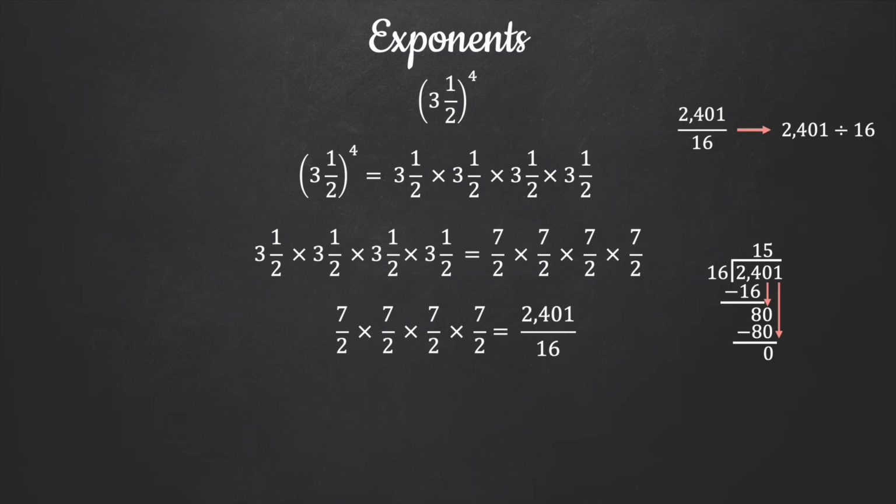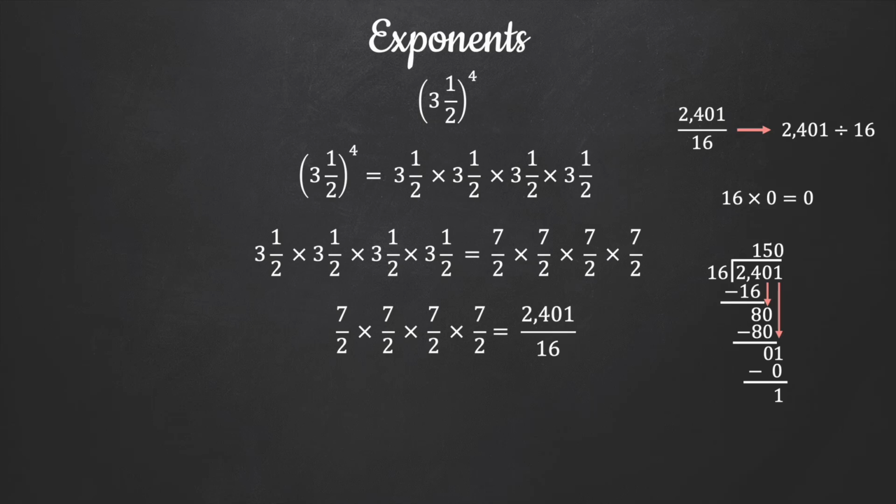Now we're going to go ahead and bring down our next digit, which is 1. And we ask ourselves, how many times does 16 go into 1? Well, 16 goes into 1 0 times because 16 times 0 is equal to 0. And 16 times 1 would equal 16, and that would be way too high. So we're going to go ahead and subtract by 0. 1 minus 0 is equal to 1.